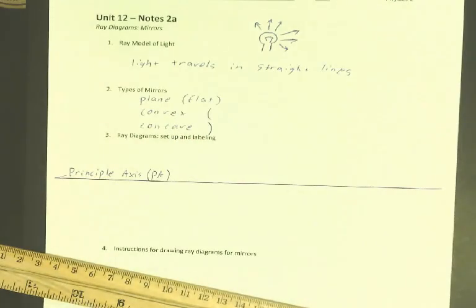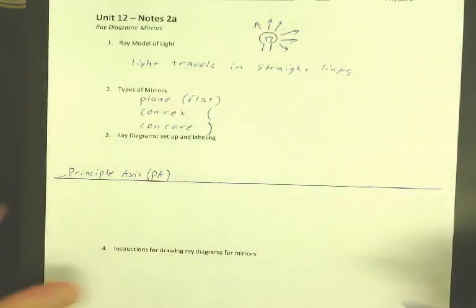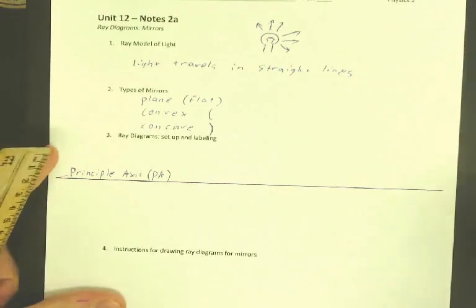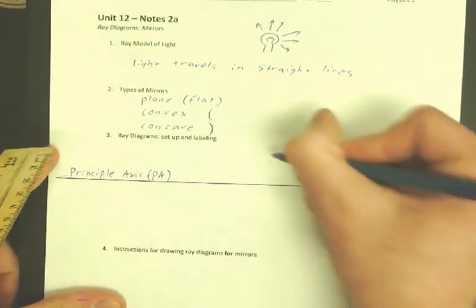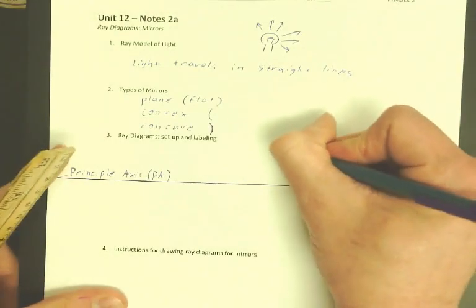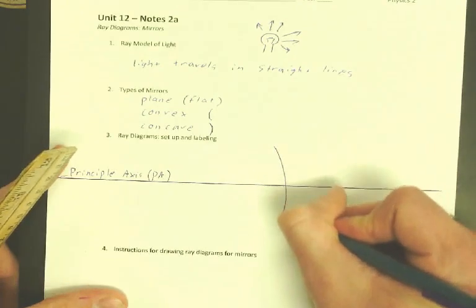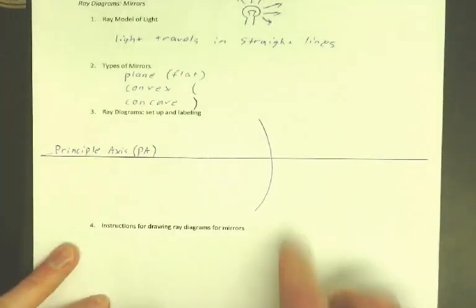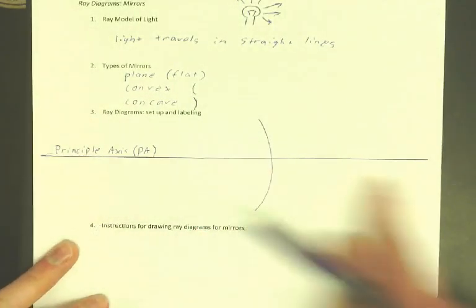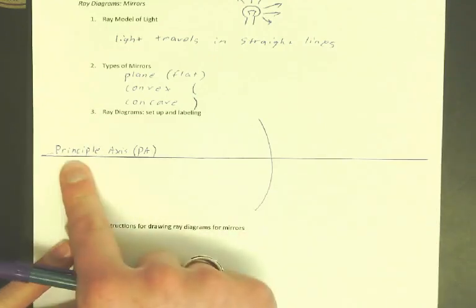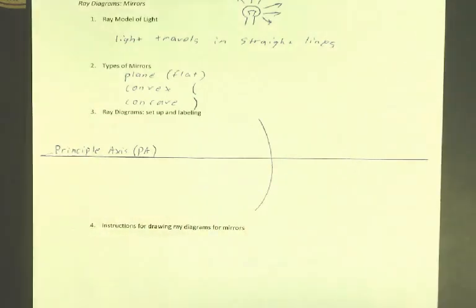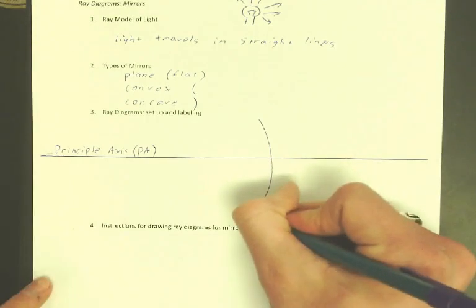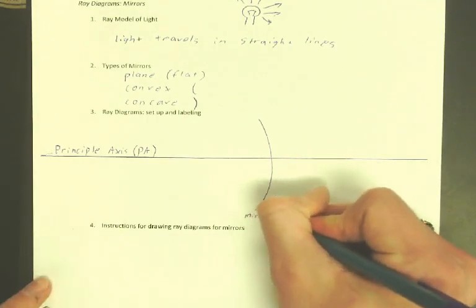Okay, the next thing you're going to draw is a mirror. Whatever kind of mirror I tell you, you're going to draw it. You can make the mirror fairly large. I usually put it a little bit to the right of center. It's not really imperative where you put it, but you should put it kind of in the middle. Don't put it way to the right. Don't put it way to the left. Put it in the middle-ish. So that's going to be your mirror.